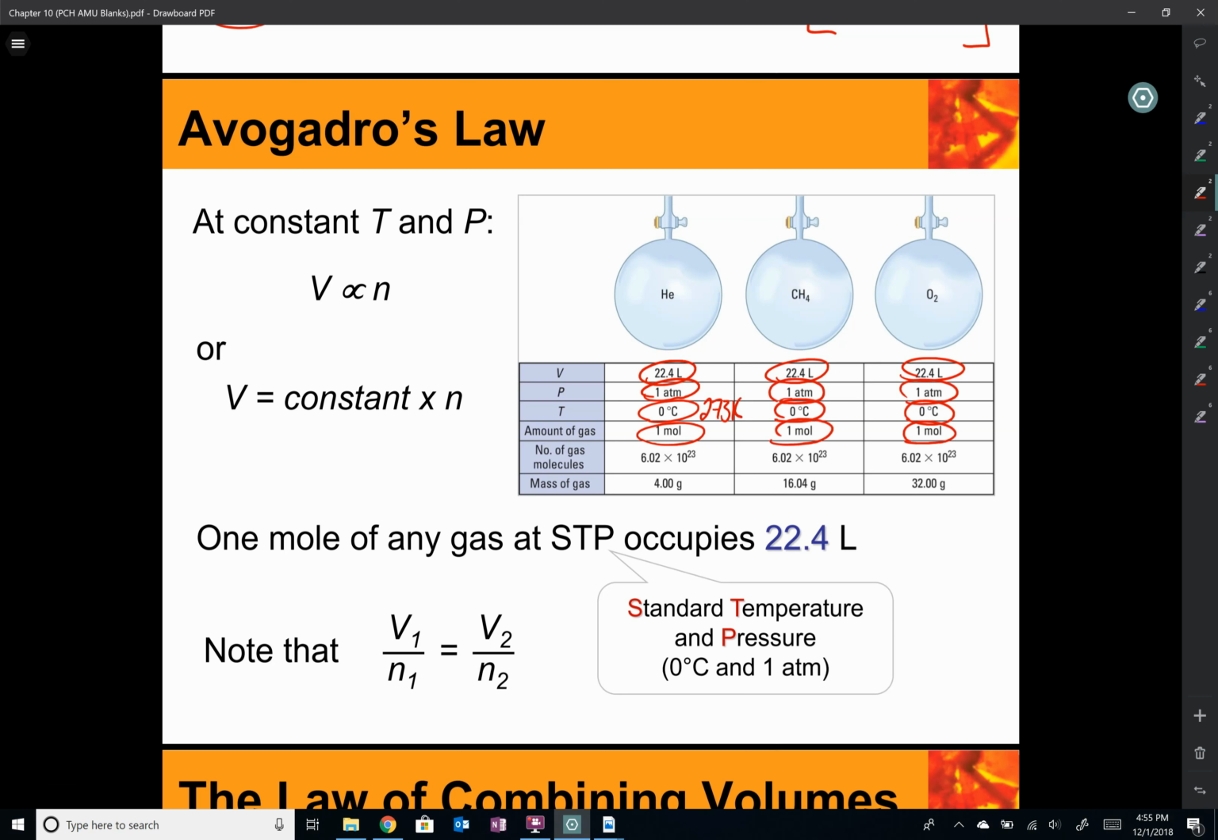So 1 mole of any gas at standard temperature and pressure is equal to 22.4 liters. And that's an important number to know. On the next slide, we'll walk through how we get that number, and it'll be our first example. But any gas at standard temperature and pressure, which is 0 degrees Celsius or 273 Kelvin and 1 atmosphere, is equal to 22.4 liters. And if we look down here, here's Avogadro's law: V1 over N1 equals V2 over N2. Initial volume over initial number of moles equals final volume over final number of moles.